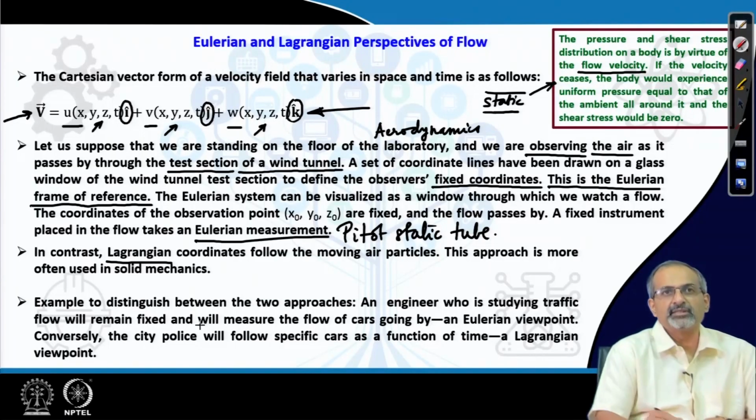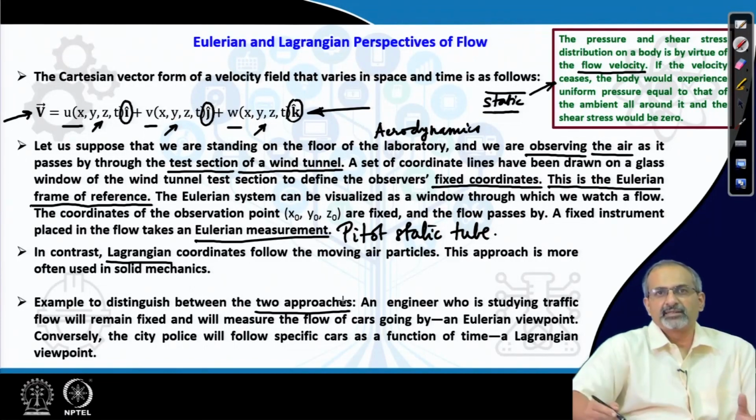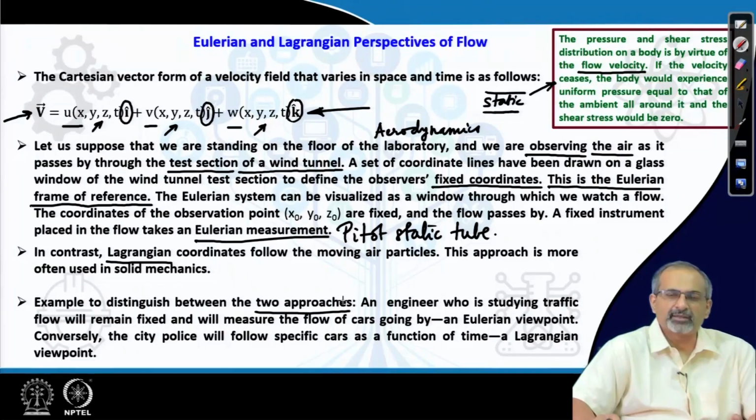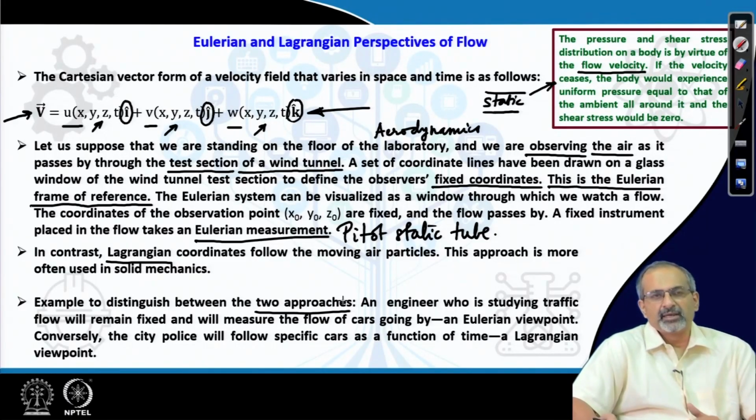So, if you really want to distinguish between the two approaches, an example can be cited that an engineer who is studying traffic flow in the roads will remain fixed and will measure the flow of cars going by from the point of observation, and that is an Eulerian viewpoint. And then conversely, the traffic engineer notices that some city police are following specific cars as a function of time. So, the city police would have a Lagrangian viewpoint of the moving vehicles.